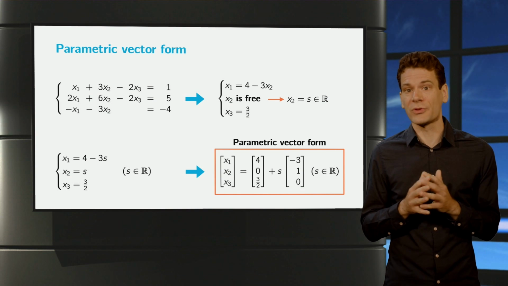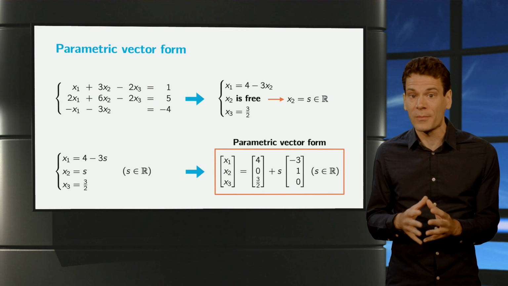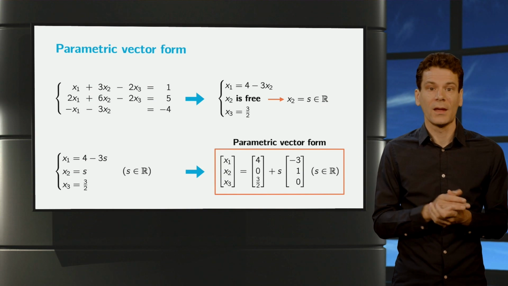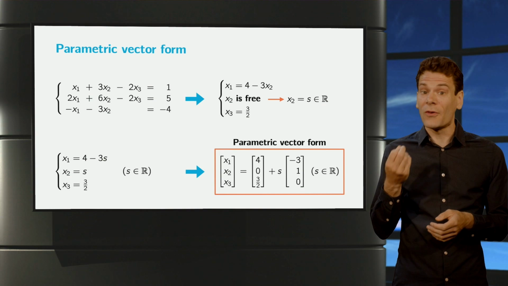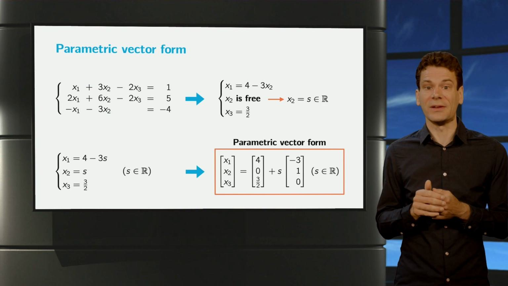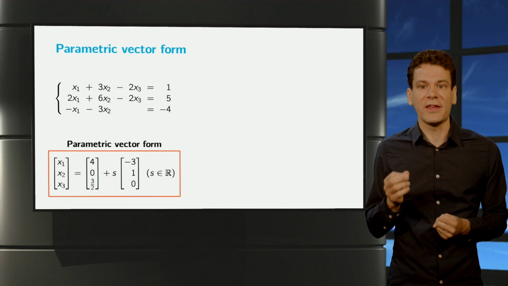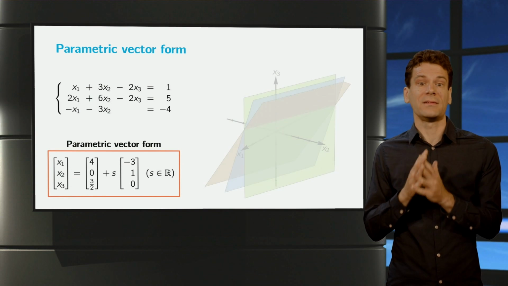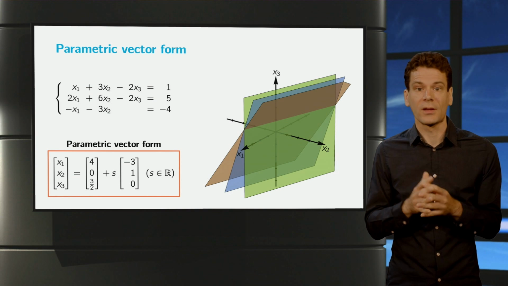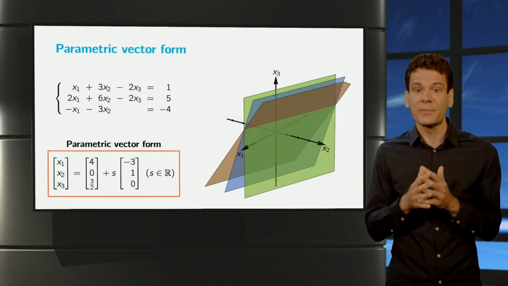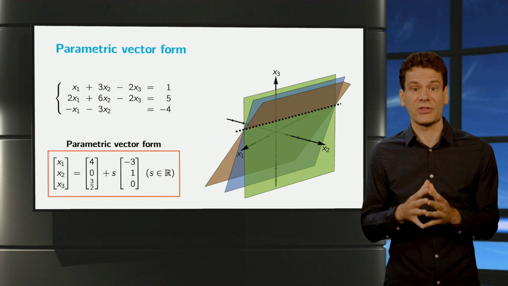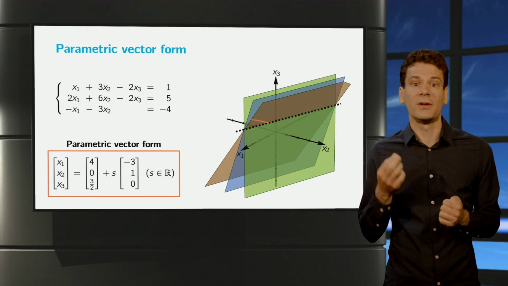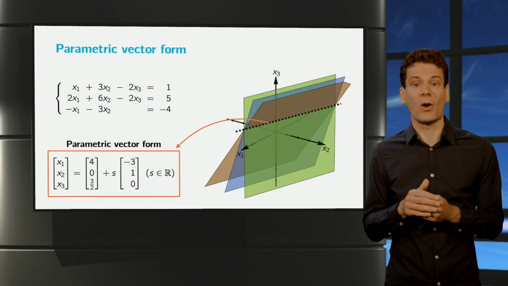It is always possible to write a solution set in this form with a parameter for each free variable. The parametric vector form is often convenient in the context of geometry. For example, we can think of each of the equations in the system as describing a plane in three-dimensional space. The solution set of the system is then the common line of intersection of these three planes. The parametric vector form gives a parametrization of this line.